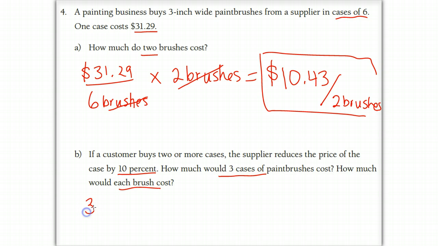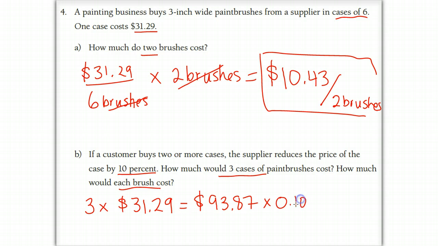So we want to have 3 cases times the cost per case, which is $31.29. We're going to figure out what that is first. And we get $93.87. And then we're going to multiply that by 10% to see how much we're saving.